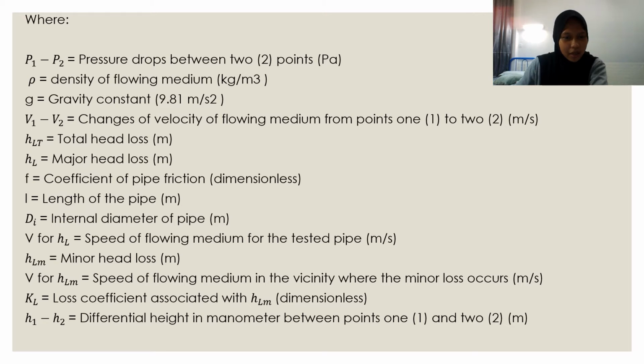And KL we need to determine. KL is the loss coefficient associated with HLM, which is dimensionless, and the last one is H1 minus H2. H1 minus H2 is the differential height in the manometer between point 1 and point 2, and the unit is meter.